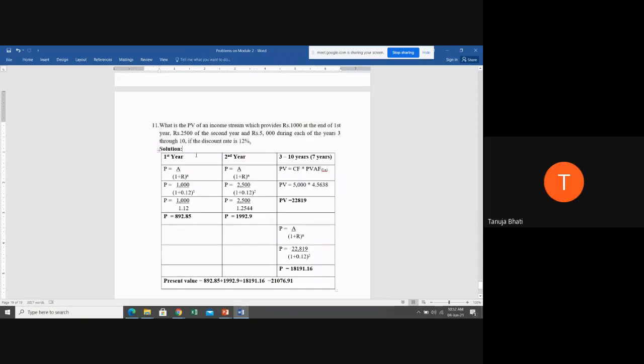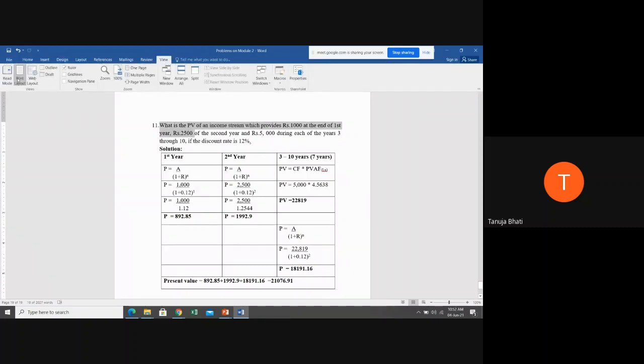Very good. So as she rightly said, the first part is they're telling 1,000 for the first year. So at the end of first year, you're going to get 1,000. So this is a single flow. For a single cash flow, students, first we are going to solve this problem step by step.